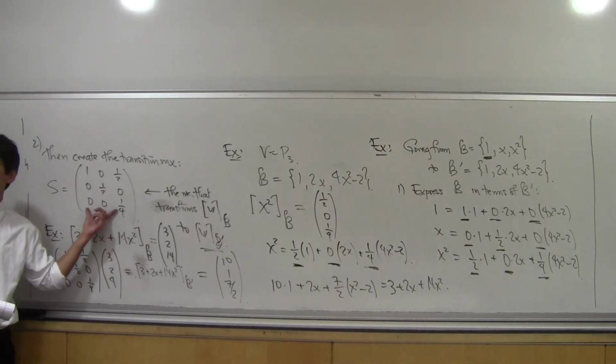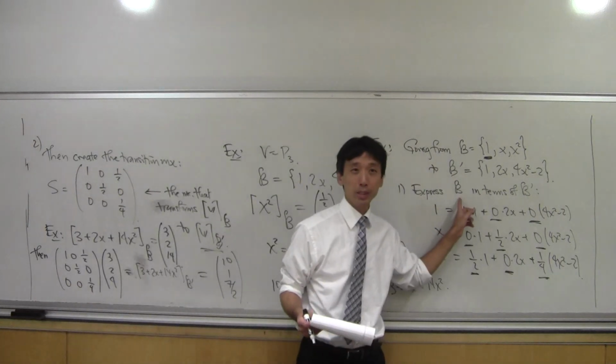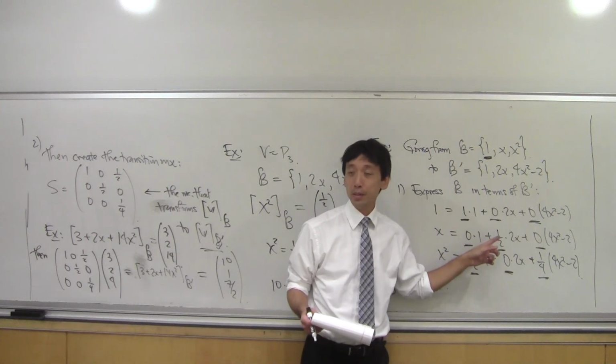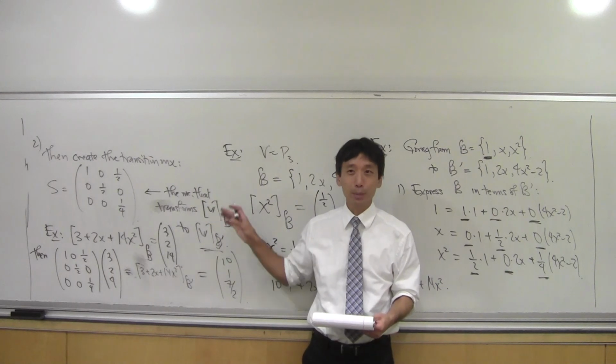So this matrix that we got by expressing one basis in terms of the other and then taking the transpose of it is the matrix that gets us from one coordinate system to the other in the abstract vector space.